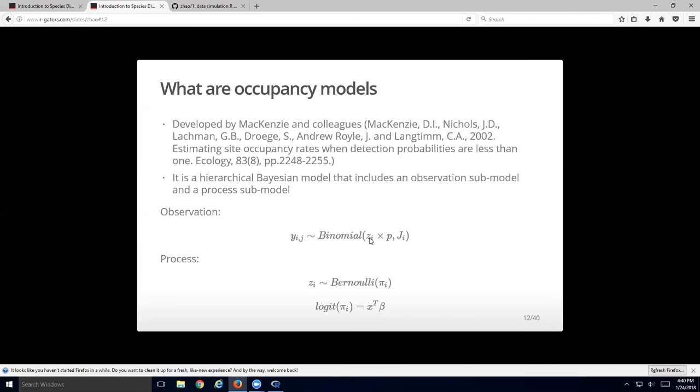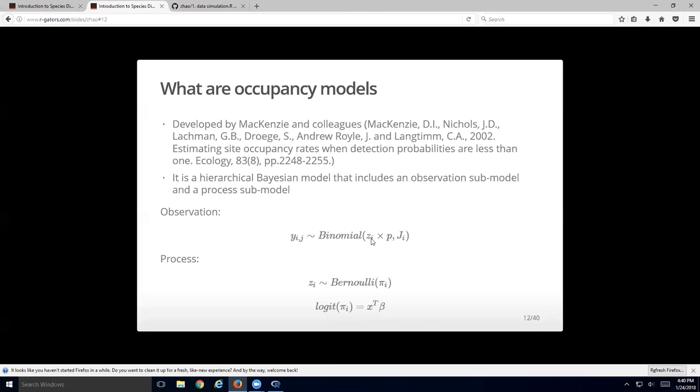So you can see in this observation model, Z is either 0 or 1. When it's 0, that means the species is not there. Then you can see the first part becomes 0. In that case, Y is always 0, no matter what J is, no matter what P is, because Z is 0, right? Regardless of the value of P, Z times P will be 0. So when the species is not there, you always record absence, or a 0.